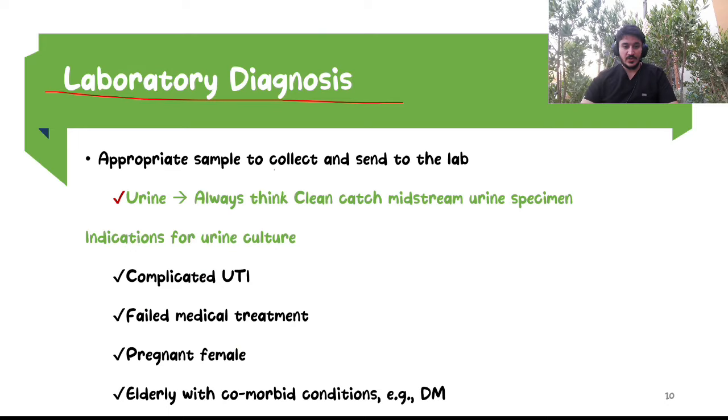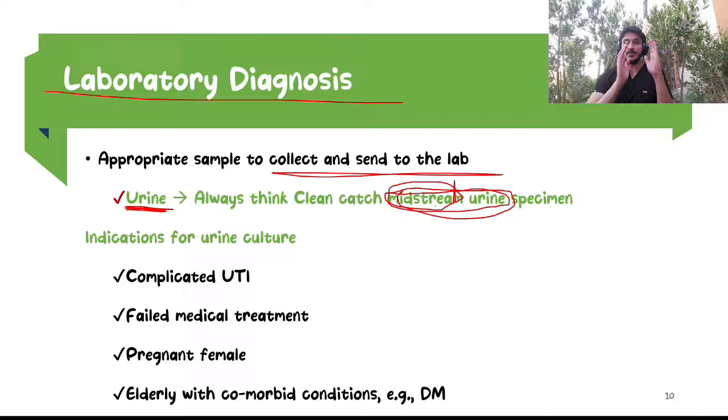All right, so how do we diagnose? For diagnosis, we need to collect and send to the lab a urine sample. And whenever we say urine sample, I want you to remember the word midstream urine specimen. Midstream means it happens in the middle of the stream of urine. The first part of urine we skip, we're not going to put it in the sample. The mid part, all the way to the end of urine, is known as the midstream urine.